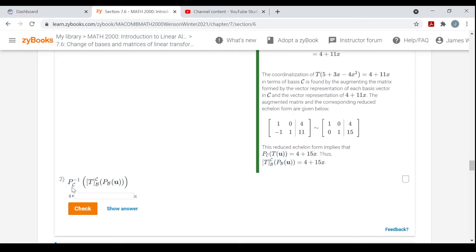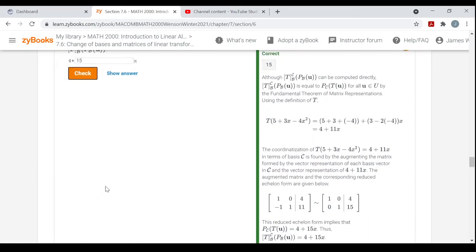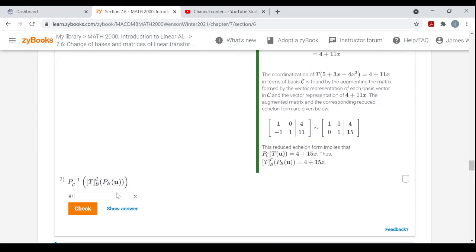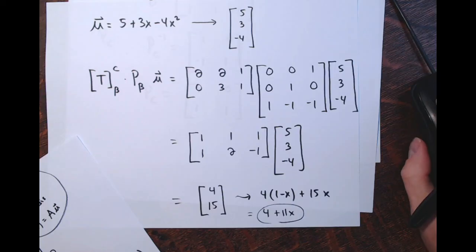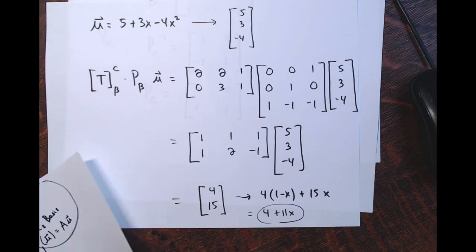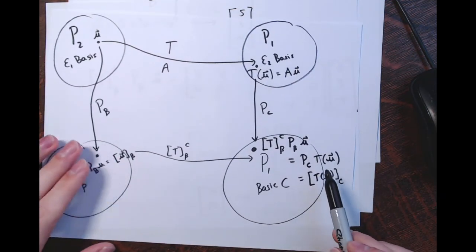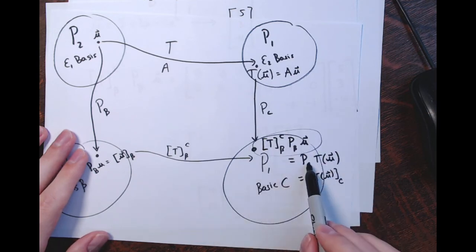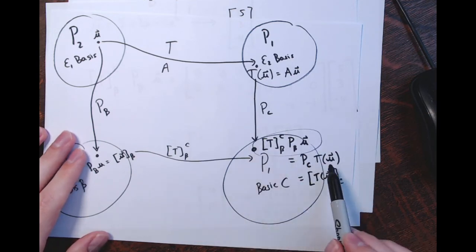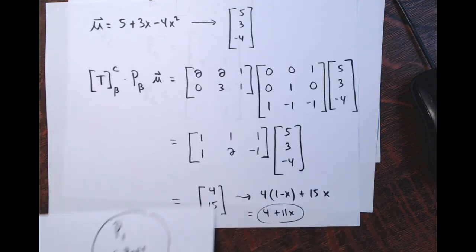All right, so then we're asked to find what's this previous result times PC inverse. Remember, PC inverse is just a matrix where those columns are from the vectors from C. Back here, again looking at my map, if I multiply this result by PC inverse, I'd just be getting what T of U is.